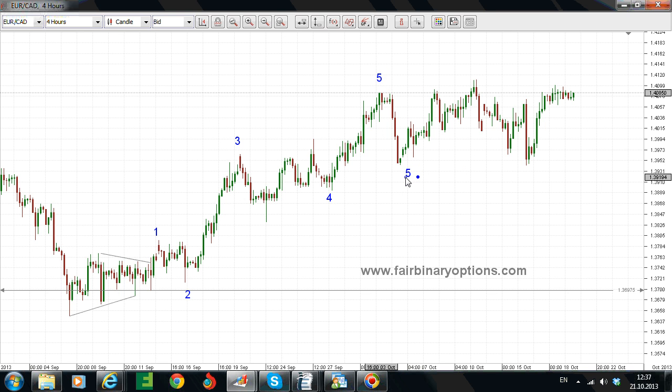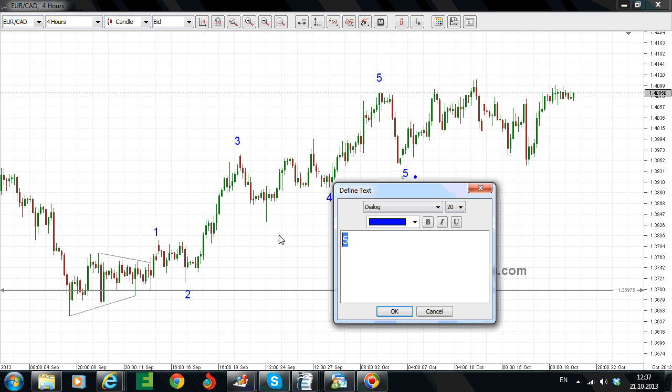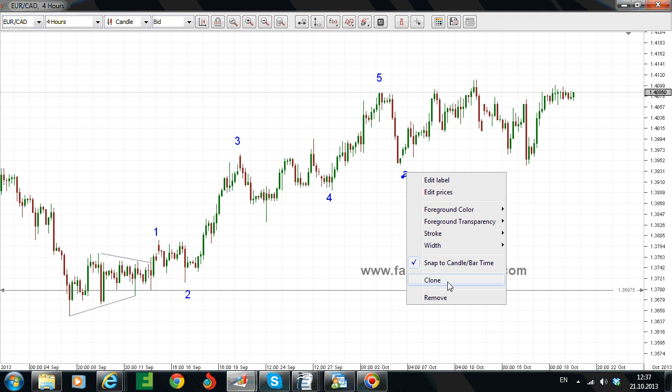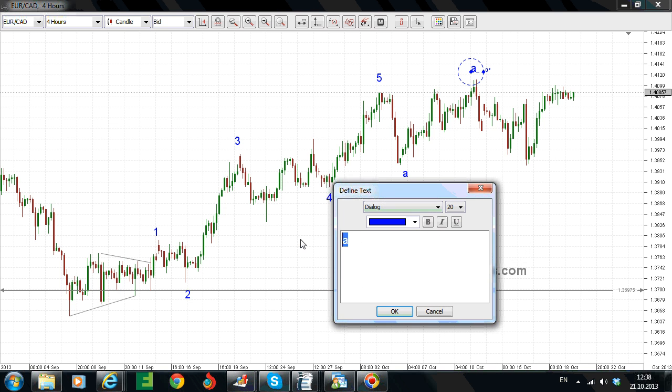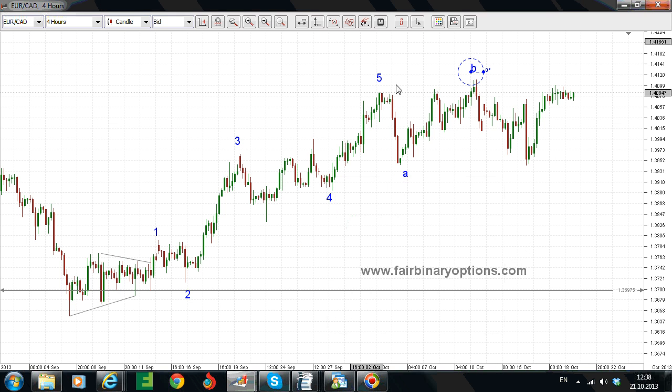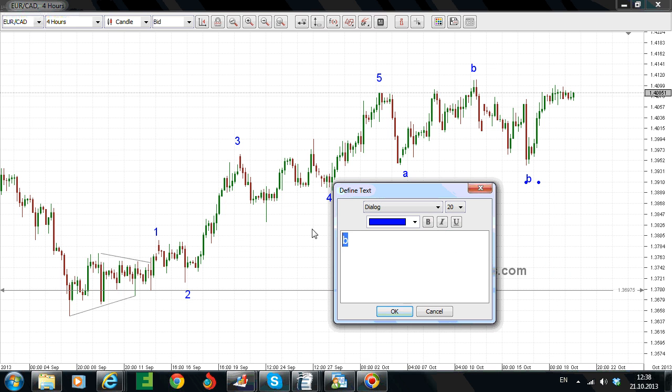Well, I would say that this is only wave A of this move here, corrected with a B. As you can see, the B wave makes a new high when compared with the previous high in the 5th wave, and that means that we are looking at a flat or a possible flat here, and this move ends with the C wave, the downside A, B, C, and there you go.